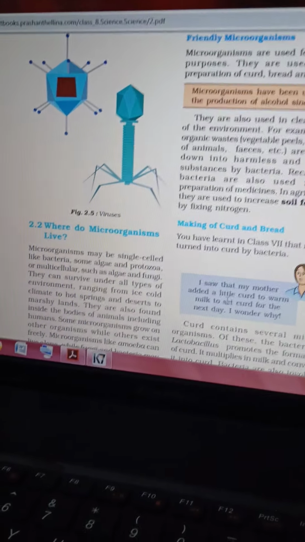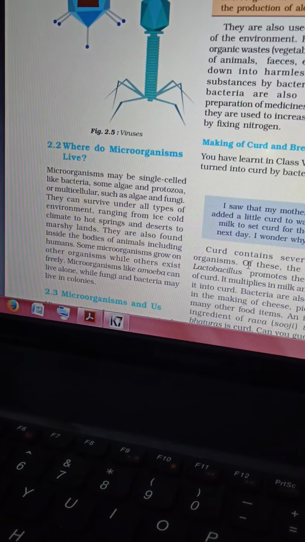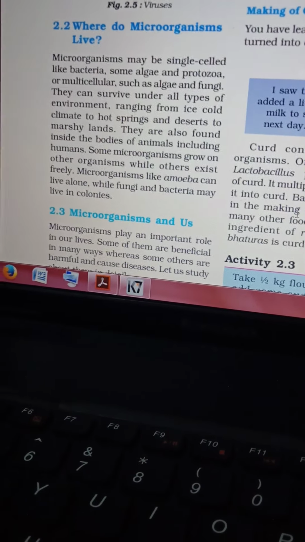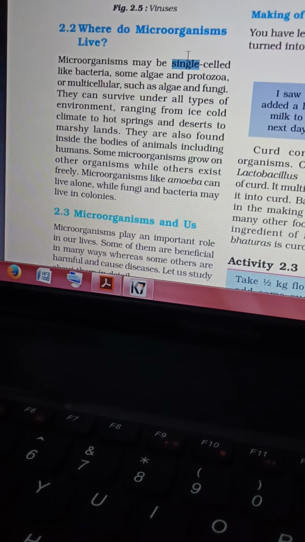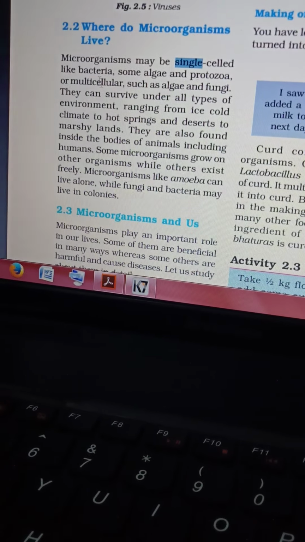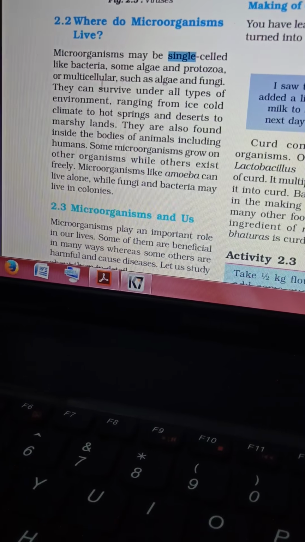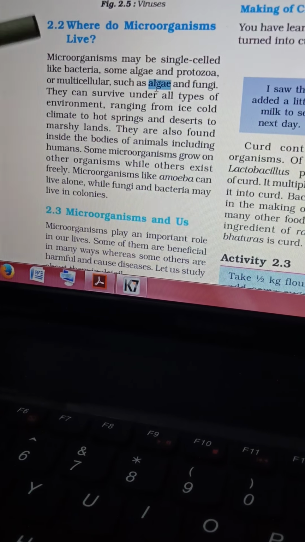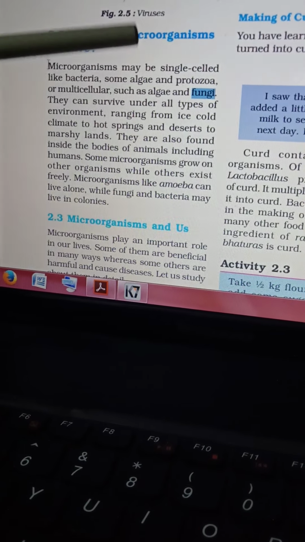Okay, I was talking about microorganisms, and now we'll see where microorganisms live. That you must know. They are single-celled. Microorganisms are mostly unicellular. Single-celled means unicellular. Bacteria are mostly unicellular, and so are some algae and protozoans. Because you have multicellular ones also. Some of the algae and fungi are multicellular. Most of the bacteria are single-celled, unicellular.